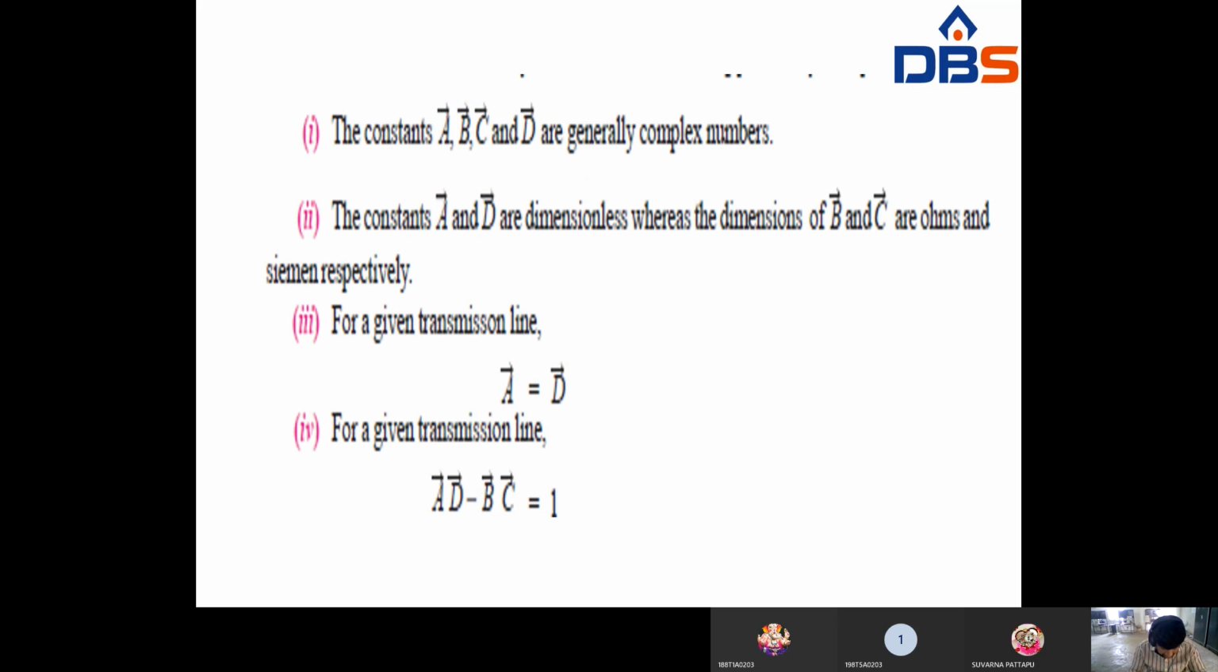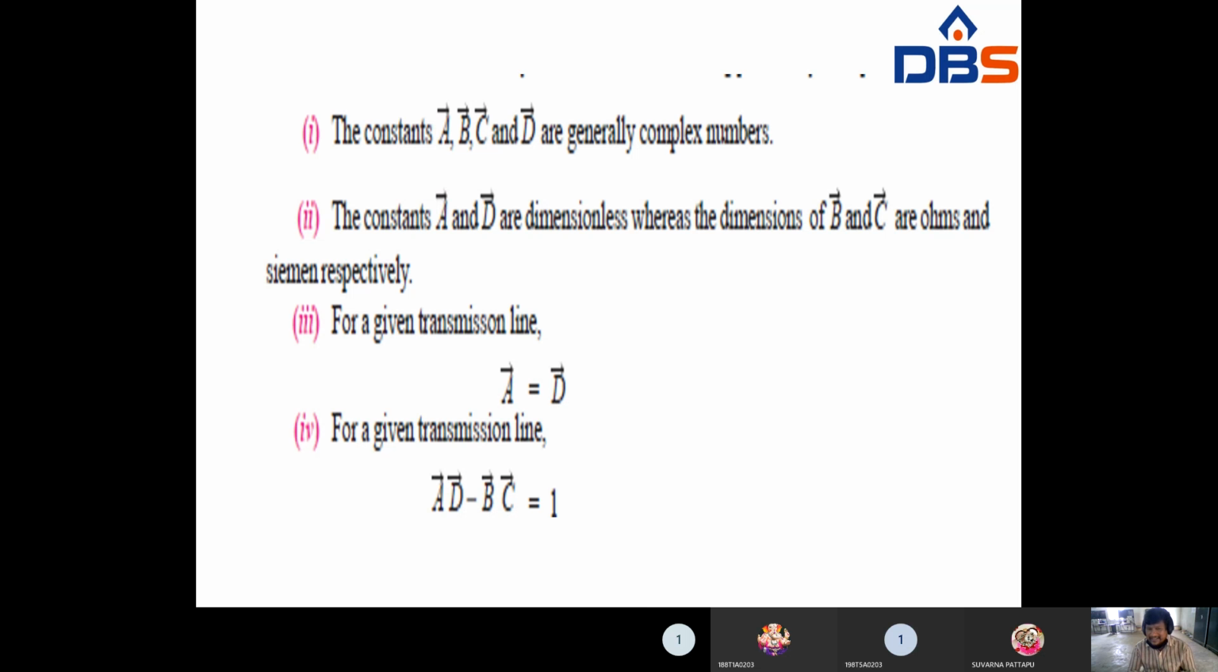So mainly you have to remember the following four points. We have already studied the two-port network in electrical circuits 1 or 2, right? We know all these things. So what is the condition for reciprocal? AD minus BC equal to 1. What is the symmetry condition? A equal to D, right?